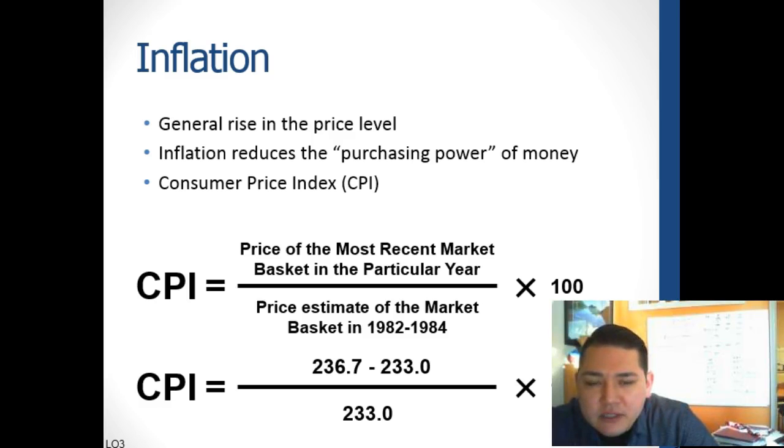But in this numerical example, using CPI data for 2014, there's a price index of 236.7, and 2013 has a price index of 233. You calculate the inflation rate and find it to be 1.6% using the equation listed here. It's the price index of the most recent year minus the price index of the previous year, divided by the price index of the previous year, times 100, which will give you your percentage rate.